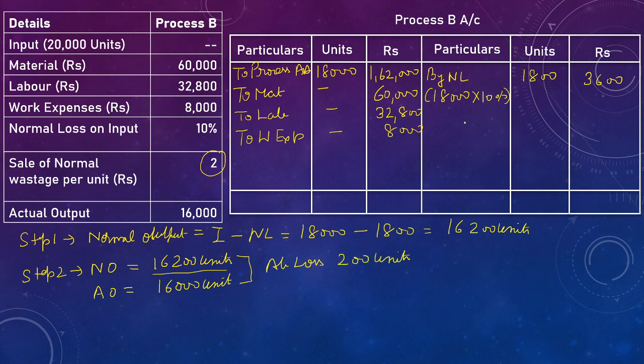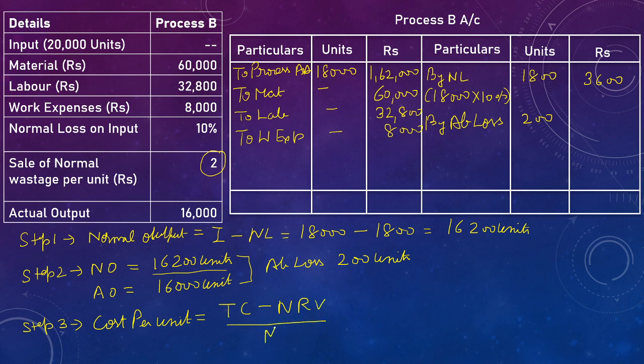So we credited these abnormal loss units by abnormal loss. In units we have to write 200. Now in step number 3 we have to calculate cost per unit, and the formula to calculate cost per unit is total cost minus net realizable value divided by normal output.